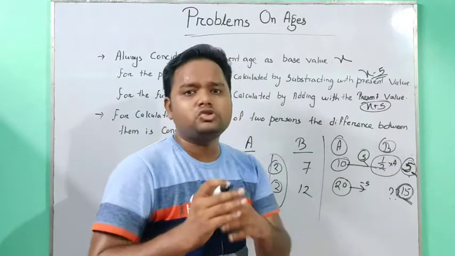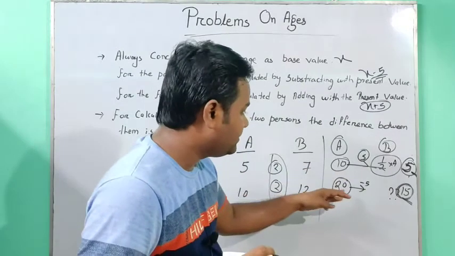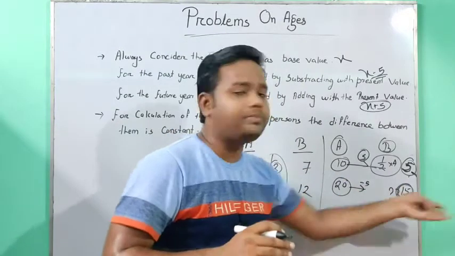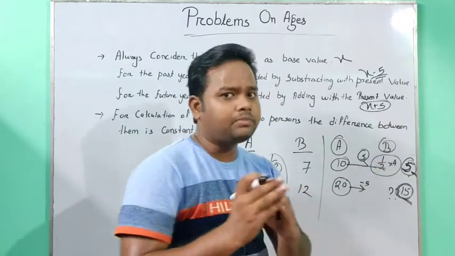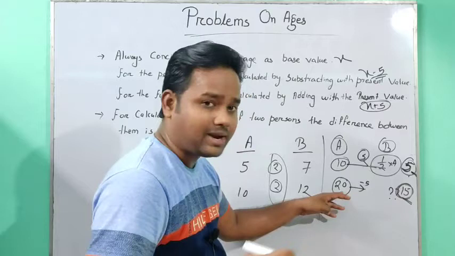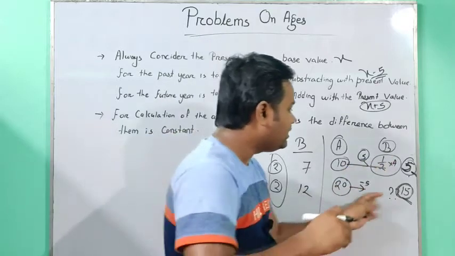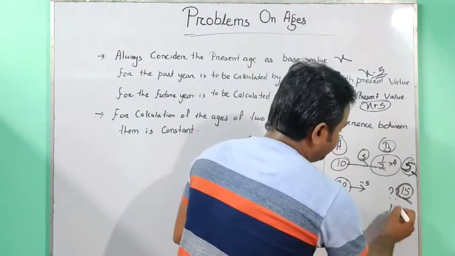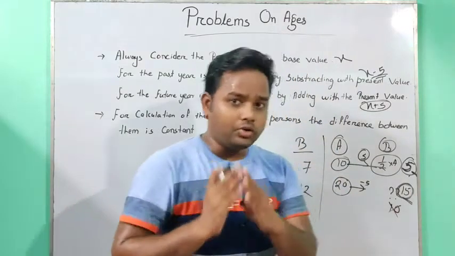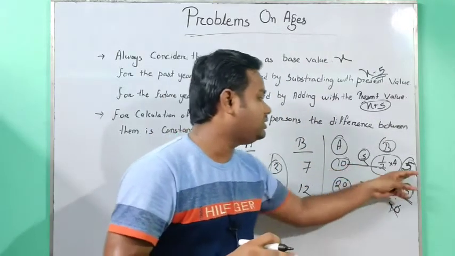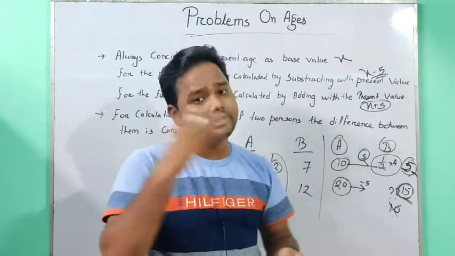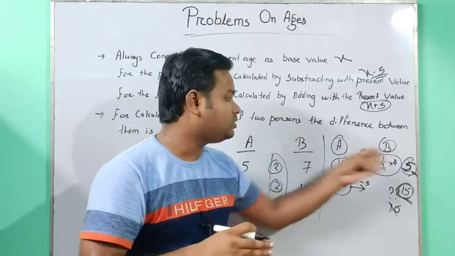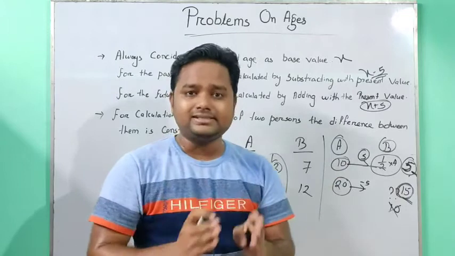But some students do it this way: after 10 years the age of A is 20, so B will also be half of it, which is 10. But this is the wrong concept. Always think that the difference between the two ages will be constant. That means after 10 years or before 10 years, the difference in age between two people must be the same.